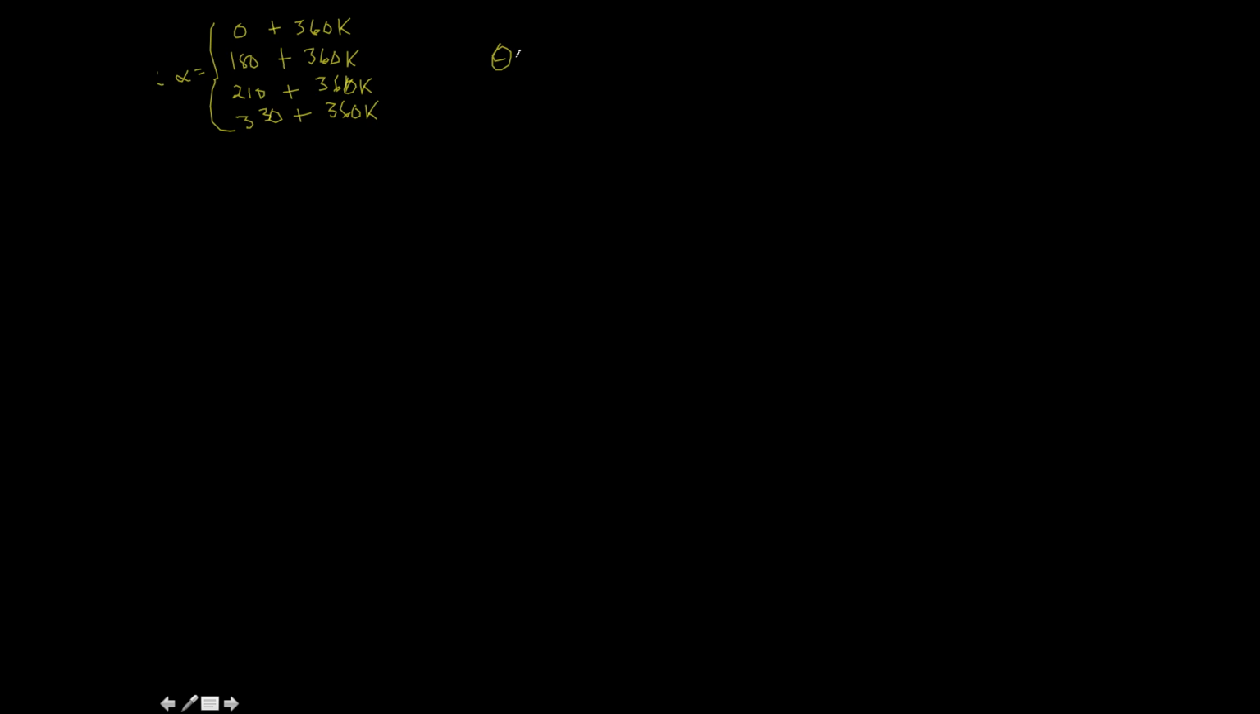Well, theta is what we're solving for, and theta equals 2 times alpha. So you have to multiply all your answers by 2. So this is going to be 0 plus 720k. Notice I even multiplied this by 2. You have to multiply it all. So this is going to be 360 plus 720k. This is going to be 420 plus 720k. And this is going to be 660 plus 720k. Now we have our final answer. We have theta. Okay, so this is what our answer would look like, where k is any integer.